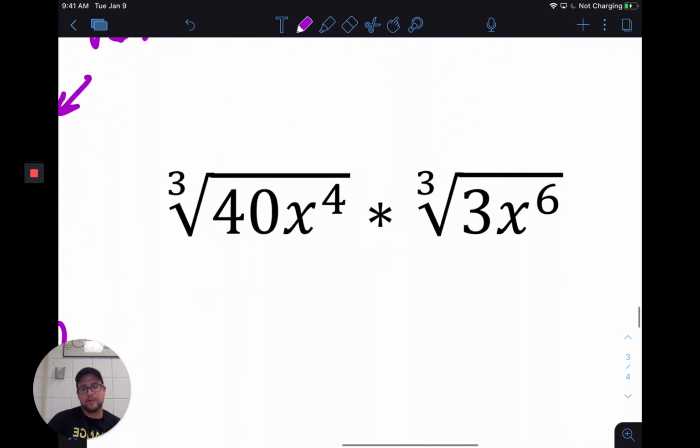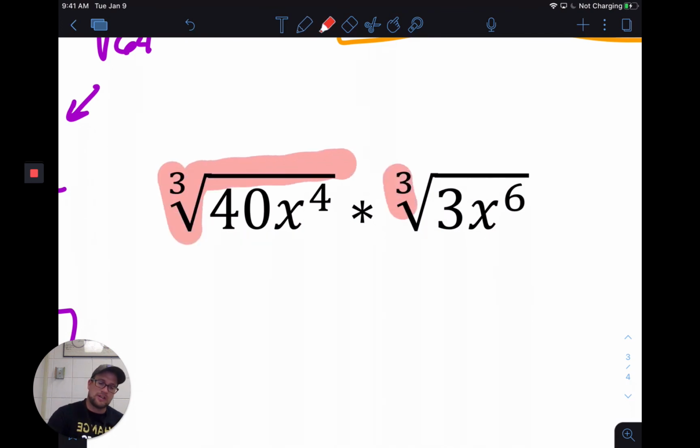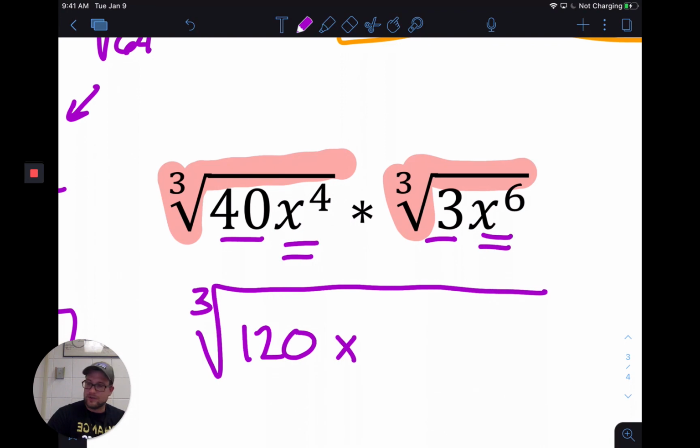Last problem we're going to be tackling today. We have the third root of 40x to the 4th times the third root of 3x to the 6th. If you notice that these two things have the same root, great job. Since they have the same root, we can put them together under one root. So 40 times 3 is 120. X to the 4th and x to the 6th will give us x to the 10th.